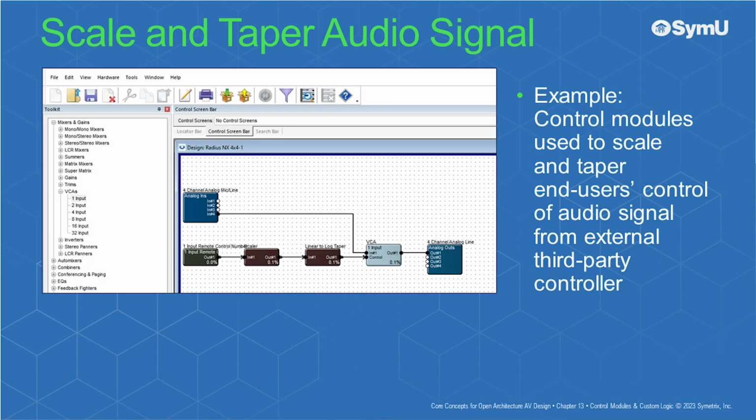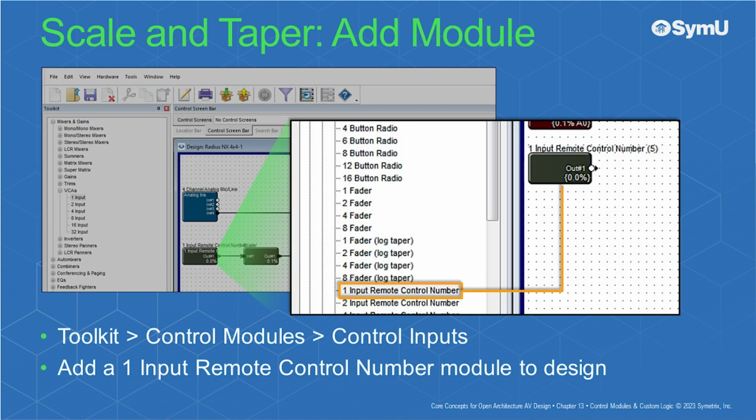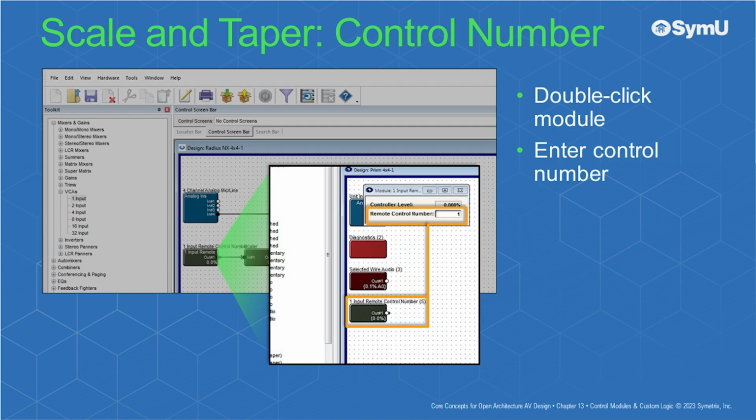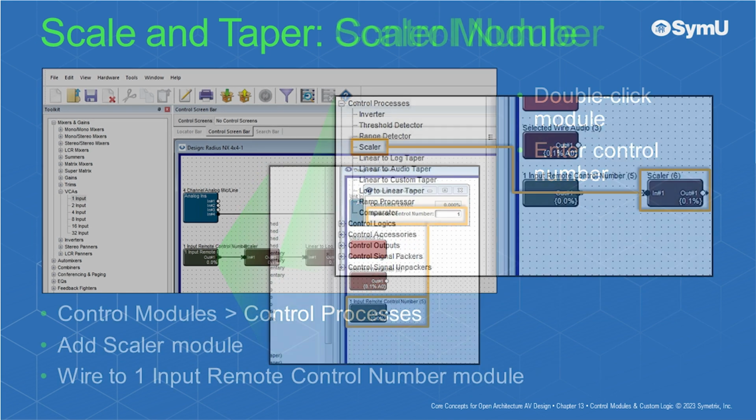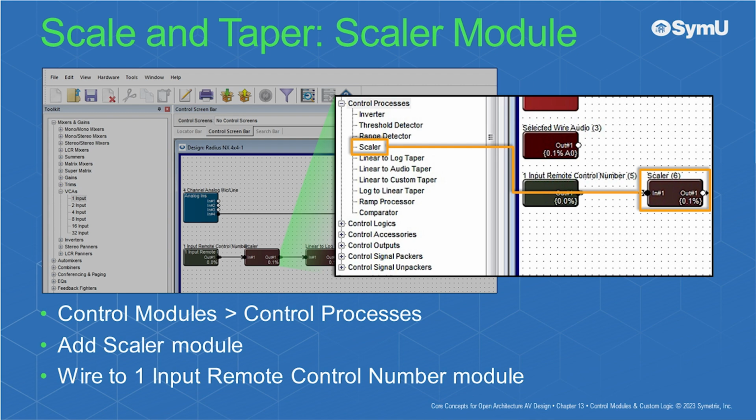In this example, control modules are used to scale and taper end users' control of an audio signal from an external third-party controller. In the toolkit under Control Modules, Control Inputs, add a 1-input remote control number module into the design. Double-click the module and enter a control number. Under Control Modules, Control Processes, add a scalar module and wire it to the 1-input remote control number module.